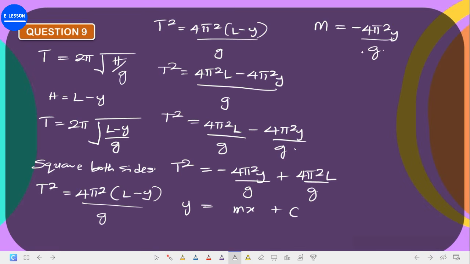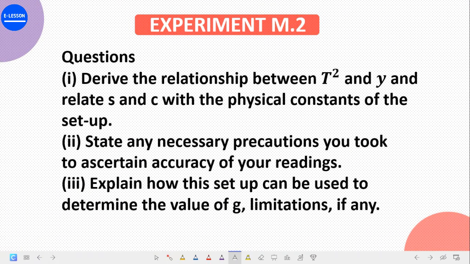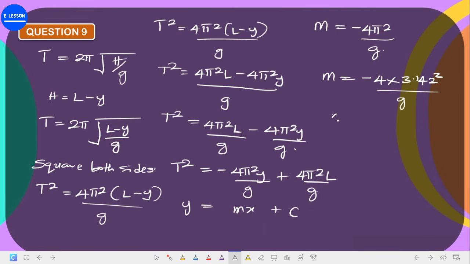But in this experiment, were we asked to find g? No, we were not asked to find g, but you may just want to try to see if your slope is correct. So our m would be equal to minus 4 times pi, which is 3.142 square, divided by g. What is m as calculated? We said m is 0.04 seconds square per meter.